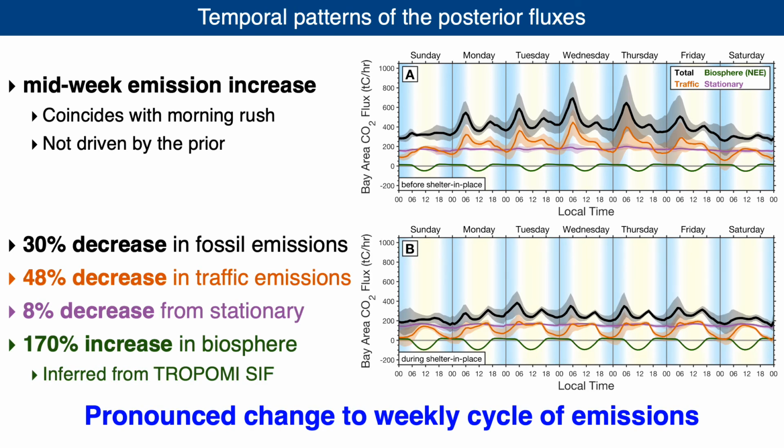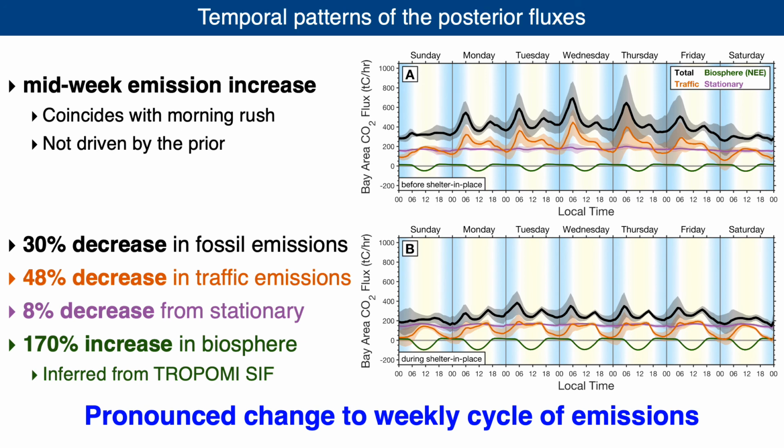Now I've added the bottom panel here that shows the same thing, but for the time period during shelter in place, and we see pretty dramatic differences. We're seeing a 30% decrease in the emissions from fossil fuels, with most of this coming from traffic and a small change from stationary anthropogenic sources. Two particularly interesting findings are the changes to the diurnal patterns. We no longer see those large rush hour emissions, and the nighttime emissions show a dramatic decrease during shelter in place. This is pointing to a major shift in both when and where our CO2 emissions are coming from.